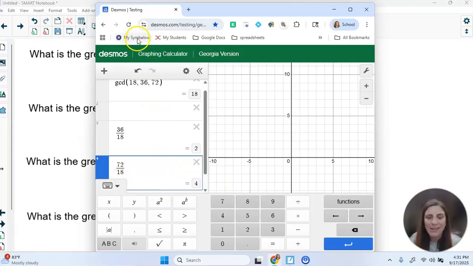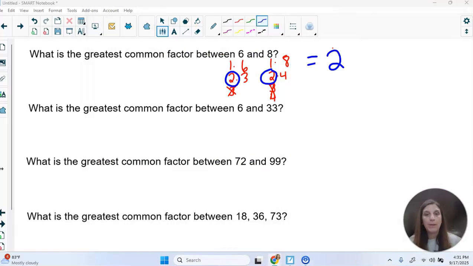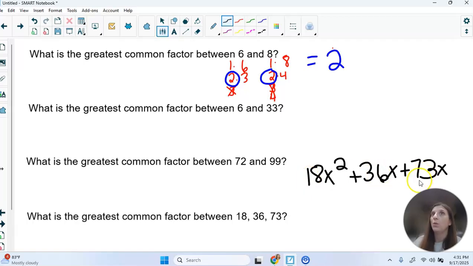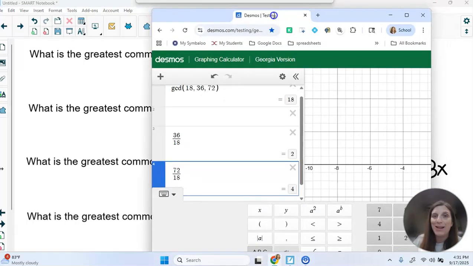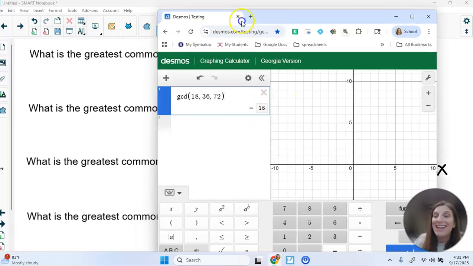So you're probably like, well, how does this help me? I promise we will look at it next week in class. But there will be times where you are factoring and you need to factor out the greatest common factor first. So you might see a polynomial that says like 18x squared plus 36x plus 72. And you got to factor out stuff. Oh, let's make it even better. Let's put an x there. So you would have to find the greatest common factor between these three numbers, which is why Desmos helps so much, because if you type that in here, you would see that the greatest common factor is 18.